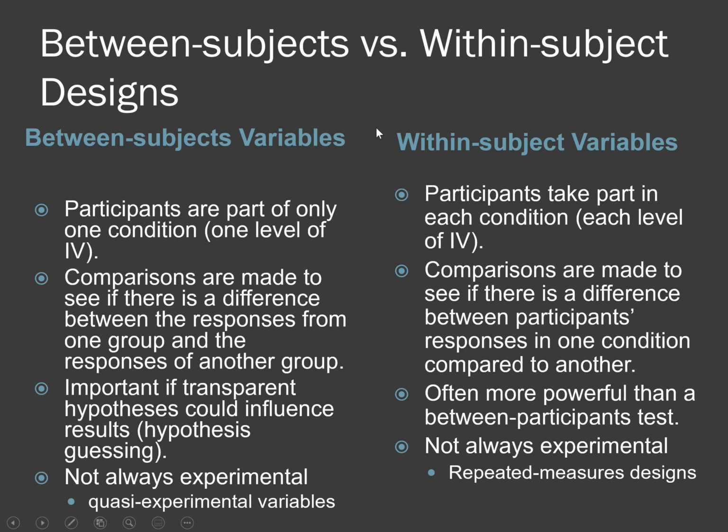For a within subjects variable, that would be linked with a paired samples t-test. For a paired samples t-test, you would have two levels of the independent variable, but participants would take part in both conditions or both levels of the independent variable, and we would have an interval ratio dependent variable once again.